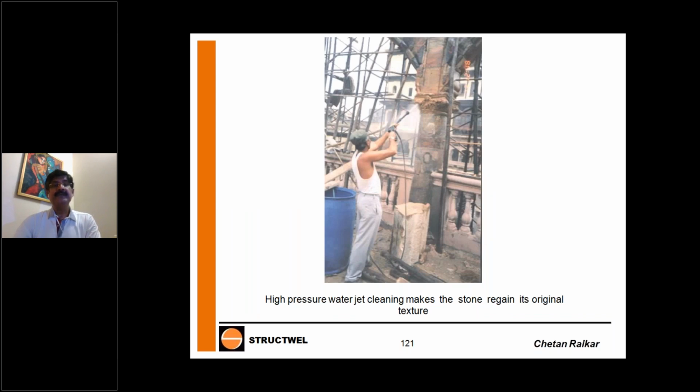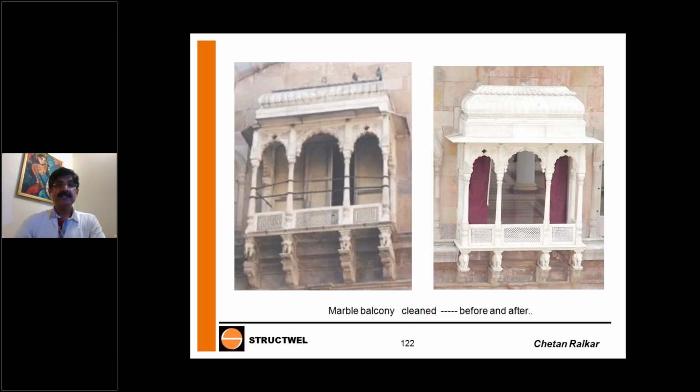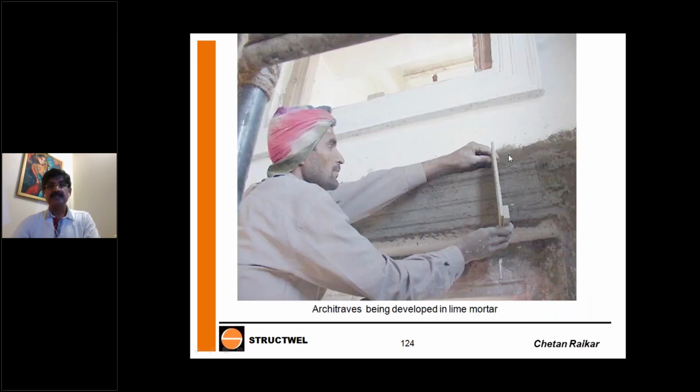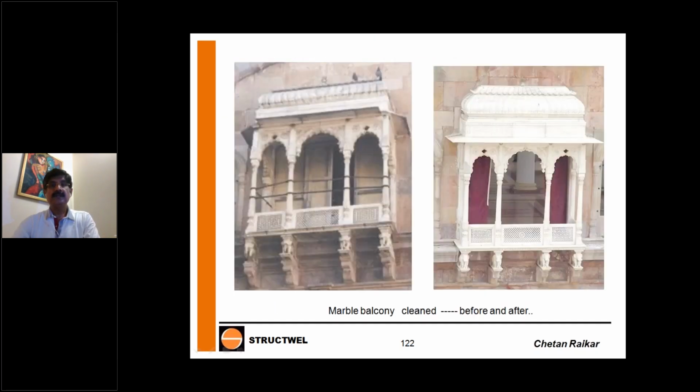This is how, by medium pressure or high pressure, the stone was cleaned, and this is how the clean stone looks. This is fully blackened marble, but it shines so beautifully. Where is it from? This is how it looks.